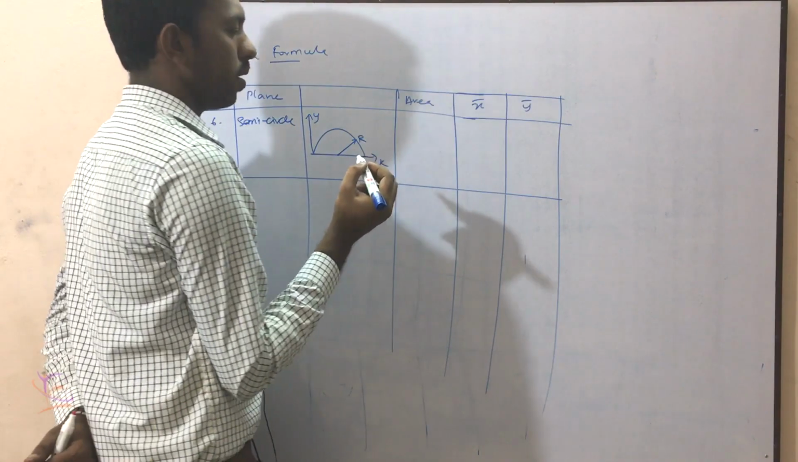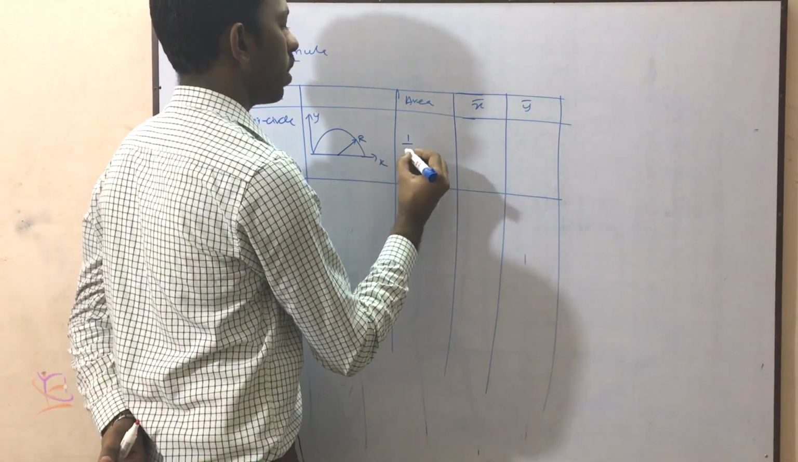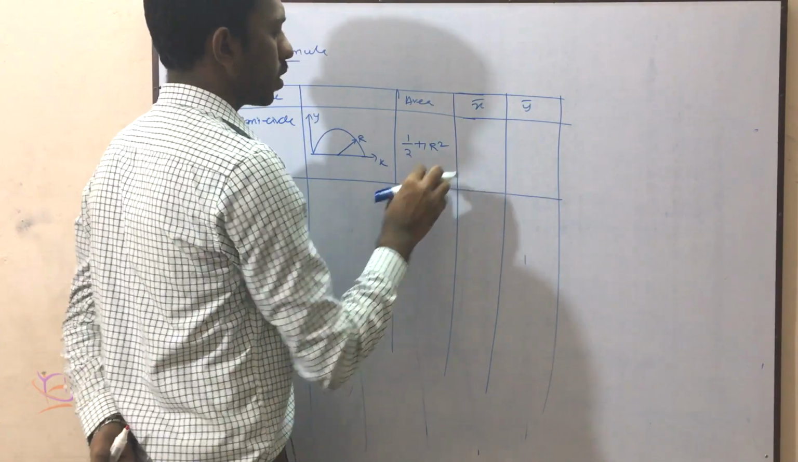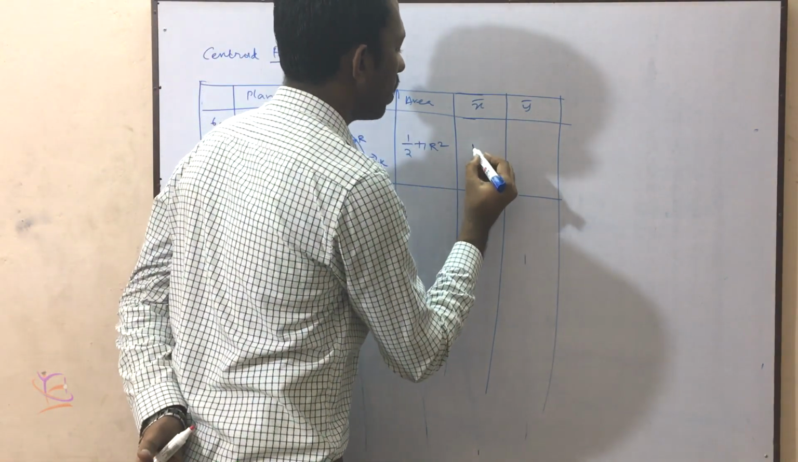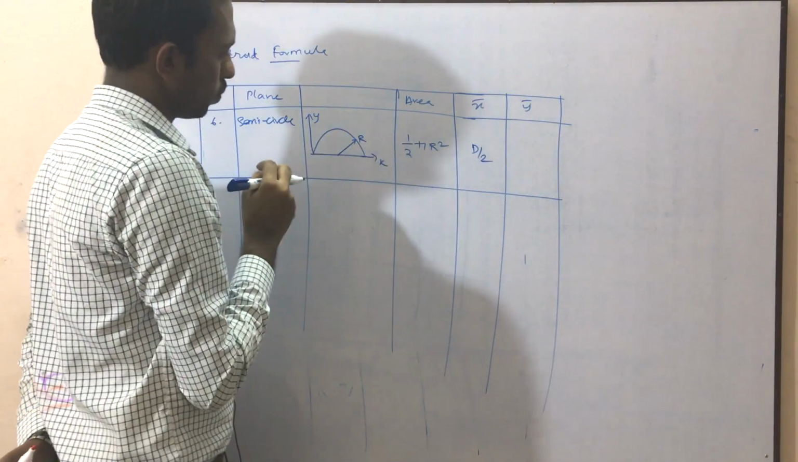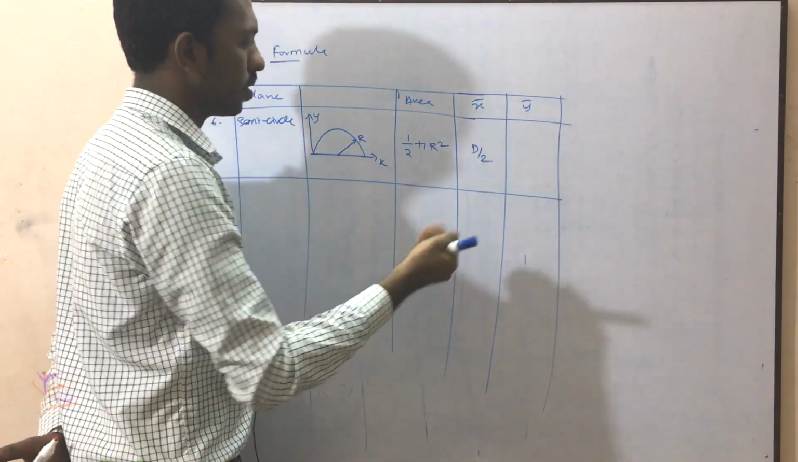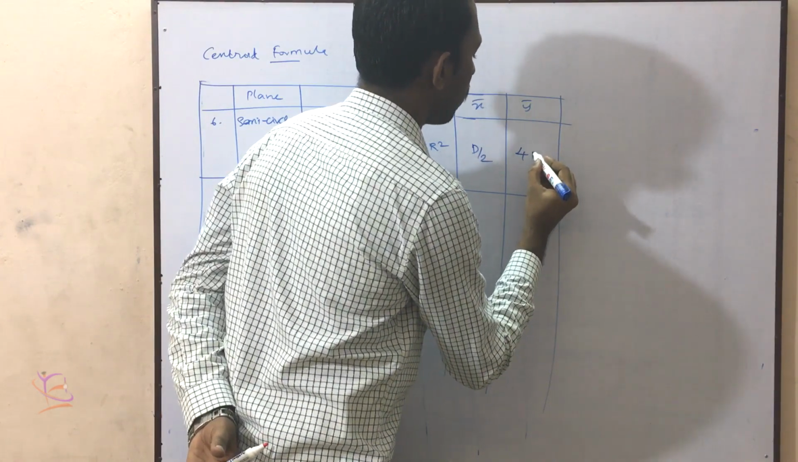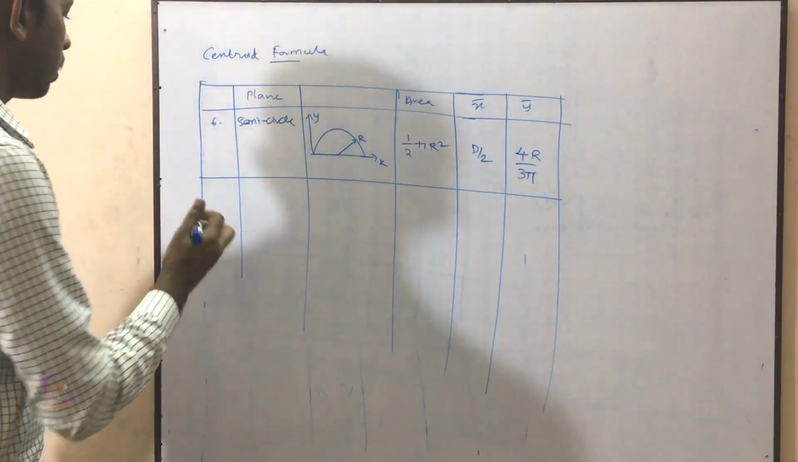So area will be one by two pi r square. The x bar formula will be the same, in the center, so this will be d by 2. And the y bar, based on the derivation, we have the formula 4r divided by 3 pi.